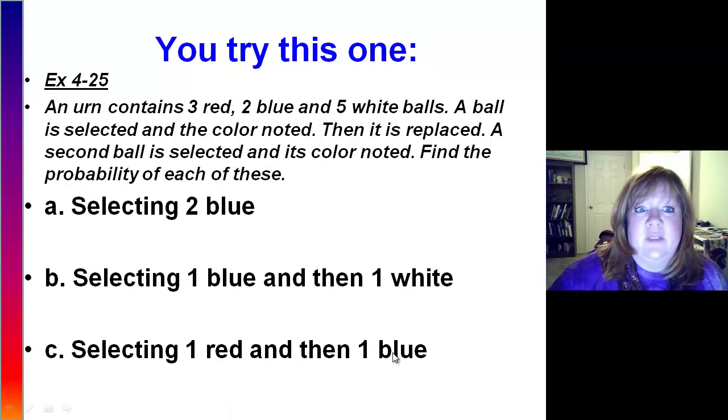it will help you out. All right, I want you to try this next one about the urn containing 3 red, 2 blue, and 5 white balls. Got a lot of balls. You're just going to do this one, and I'm going to check that one to see if you understand the multiplication rule in your notes.